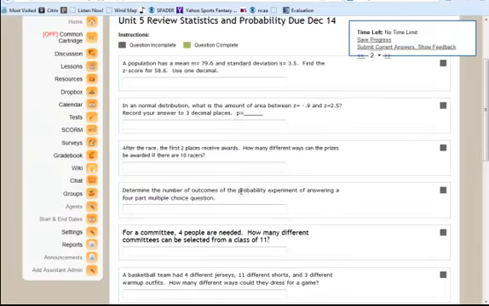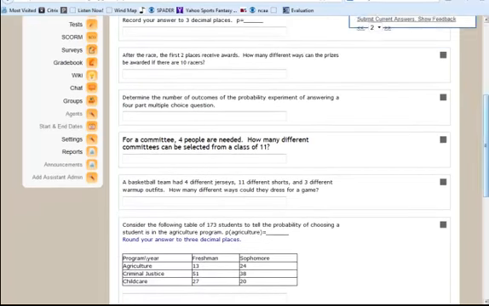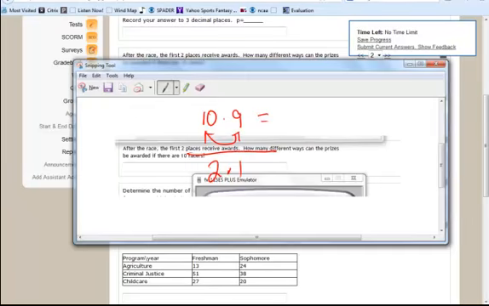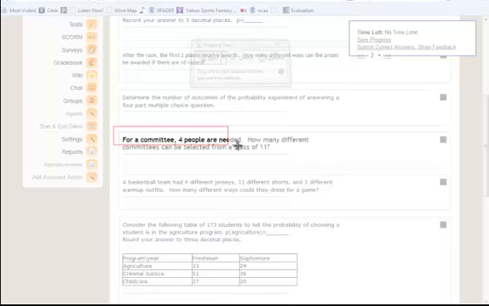How many different ways can you answer a 4-part multiple choice question? Try 4. I mean, that question is almost too easy. A lot of people think, well, I must be doing something wrong because that sure seems easy, and it is.